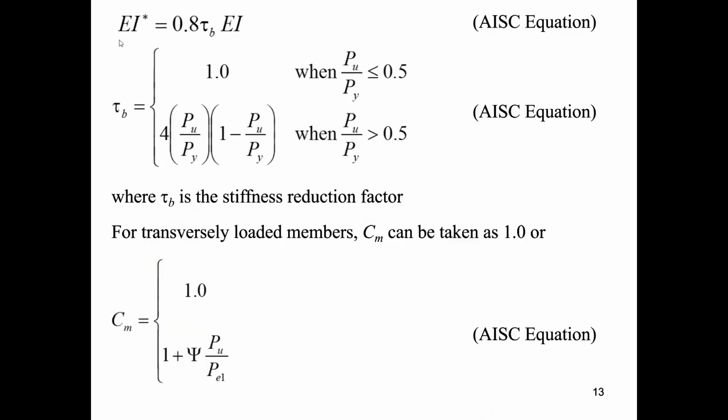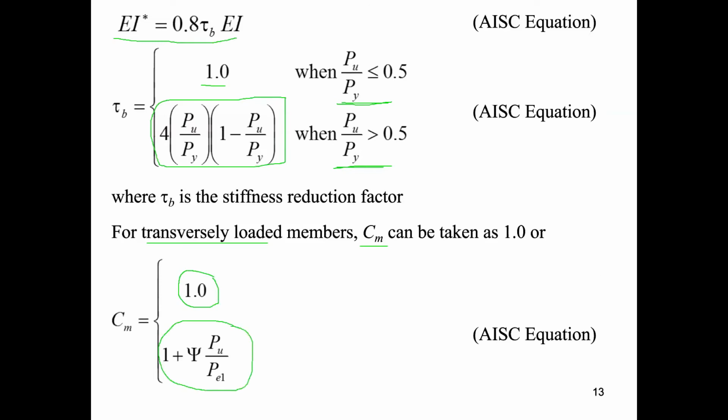The reduced stiffness EI star equals 0.8 tau b times EI, where tau b is the stiffness reduction factor. Tau b equals 1 when Pu over Py is less than or equal to 0.5, and equals this term when Pu over Py is greater than 0.5. For transversely loaded members, Cm can be taken as 1, or 1 plus psi times Pu over Pe1.